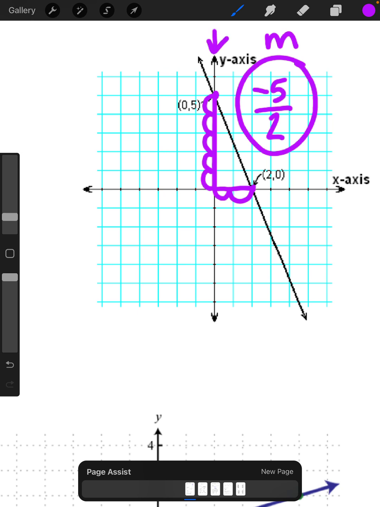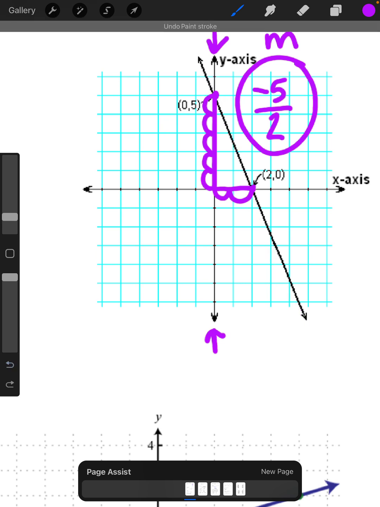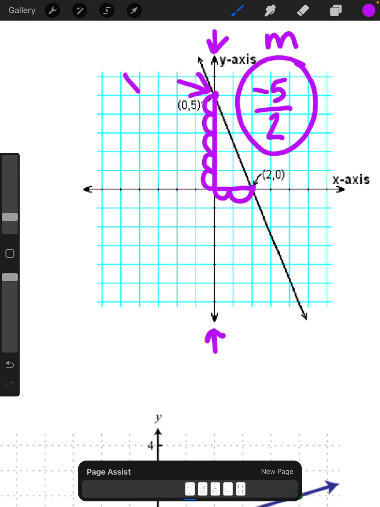So right here, this is my y-axis. This whole thing is my y-axis. And my line crosses my y-axis right here at (0, 5). So I know my b is going to be 5. So I've got my slope, which is negative 5 over 2.